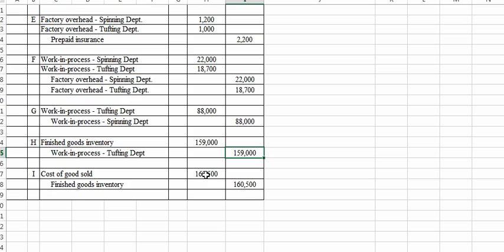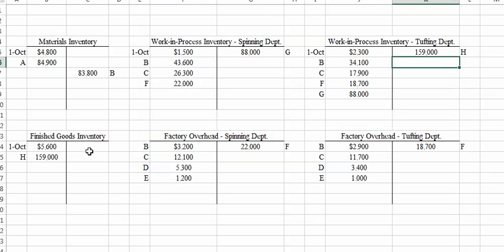Alright, then we'd have a debit to cost of goods sold. No, we're not using that account in our ledger here. The only other inventory account we need to update is our credit to finished goods inventory for $160,500. And that's on I.